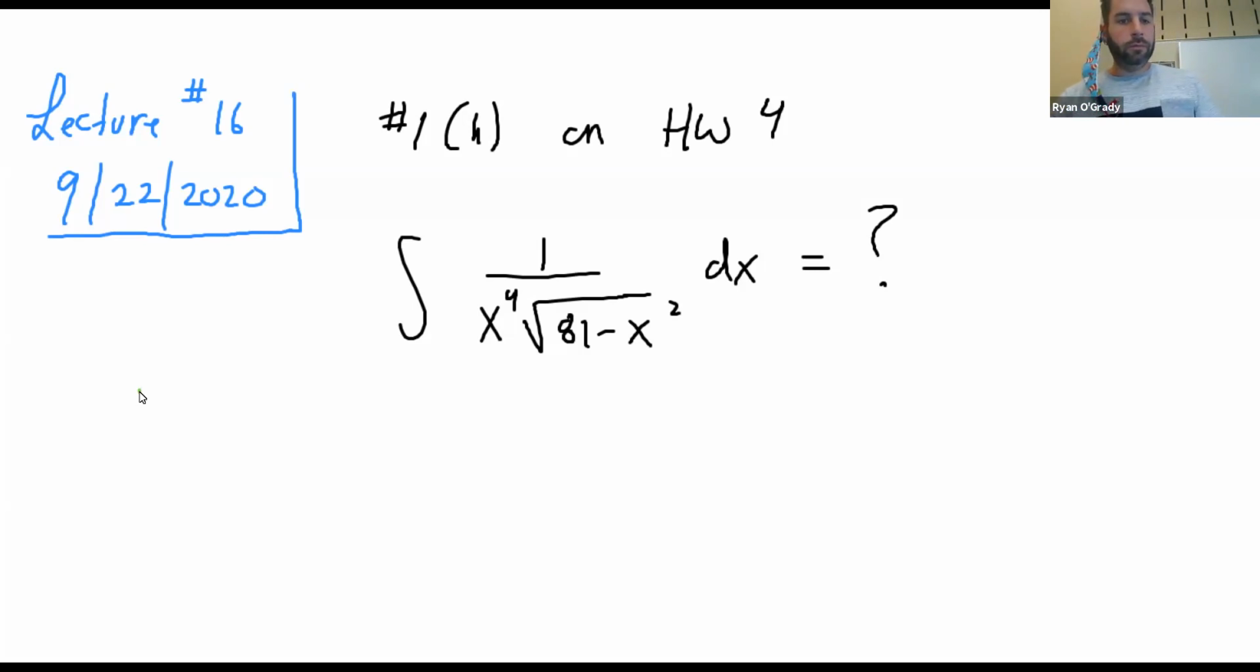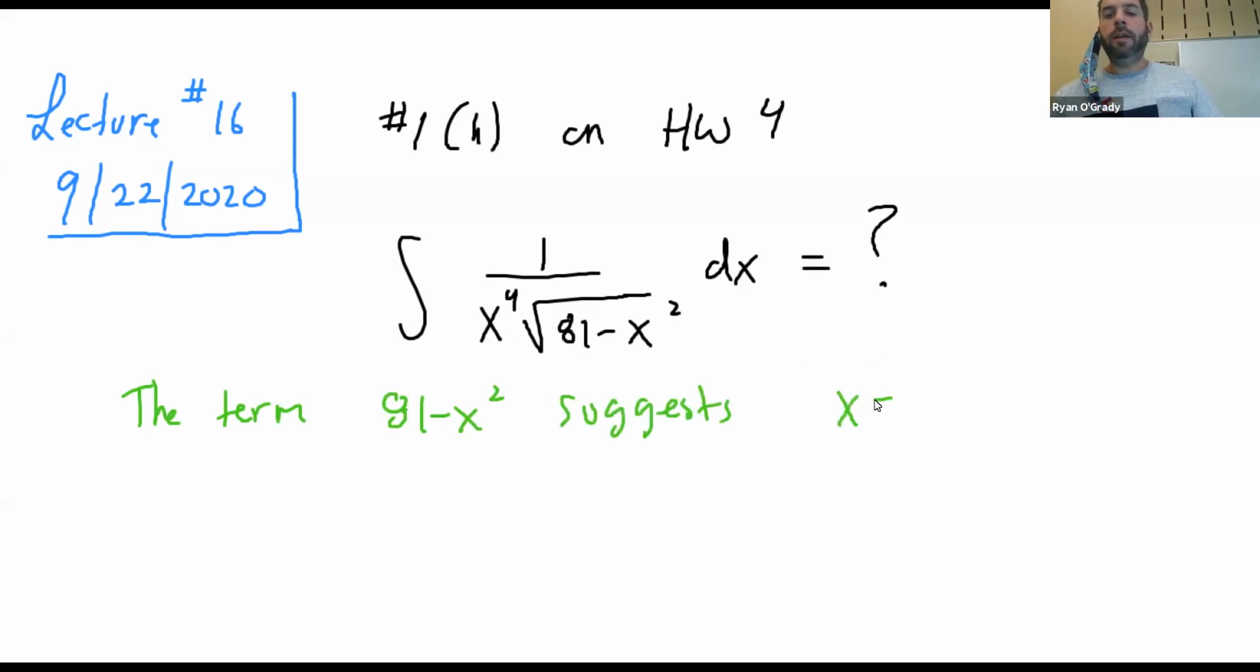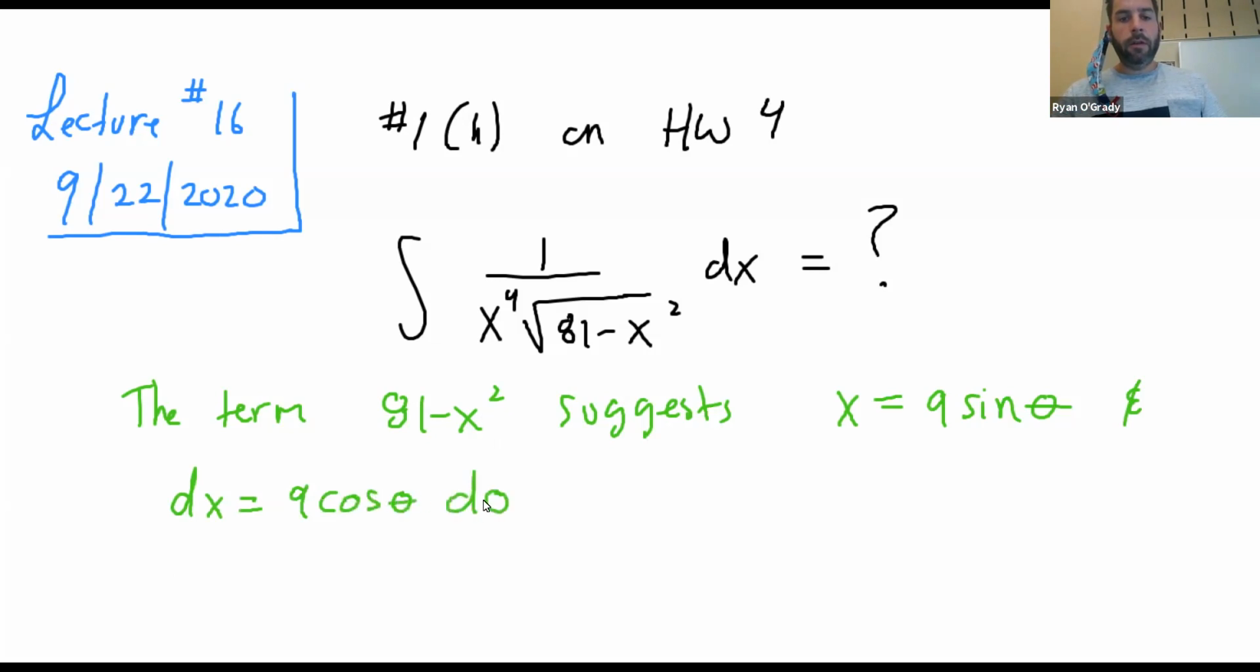So the term 81 minus x squared suggests that we set x equal to 9 sine of some new variable, which I'll call theta. And if that is my x, then my differential, dx d theta, can be expressed as 9 cosine theta d theta.